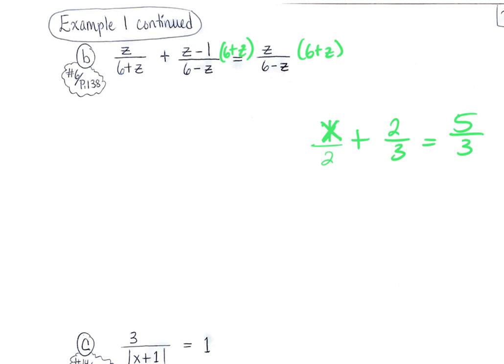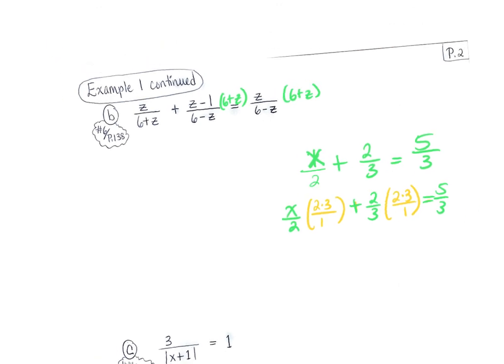Okay, so you said multiply everything by 6, so that would be x over 2, and instead of 6, I'm just going to write times 2 times 3 over 2 times 3. Or no, let's just put that over 1, plus 2 over 3 times 6, which is 2 times 3 over 1, equals 5 over 3 times 6.